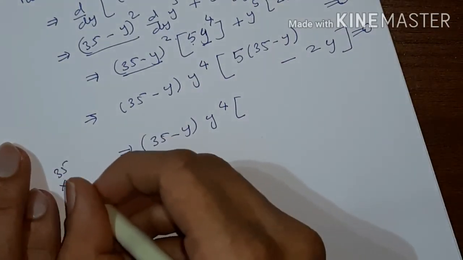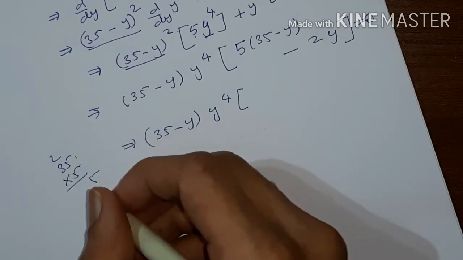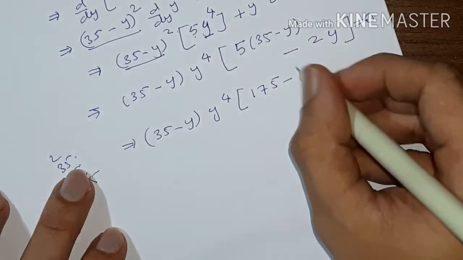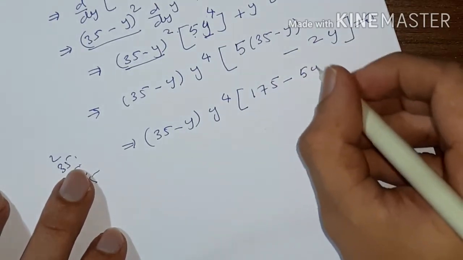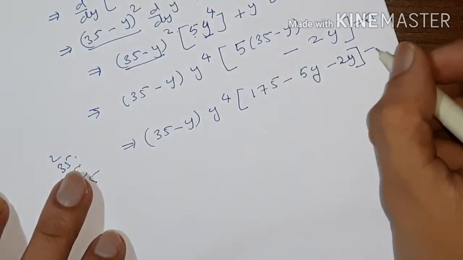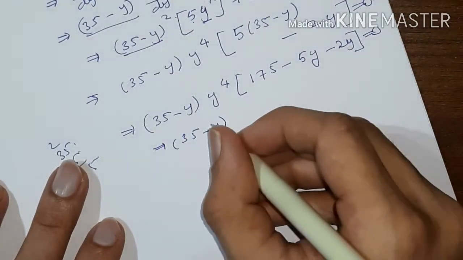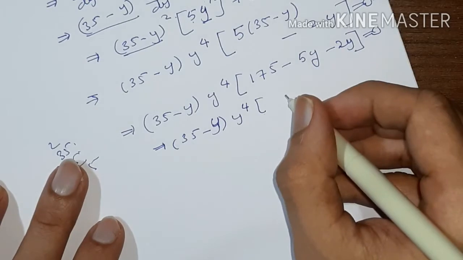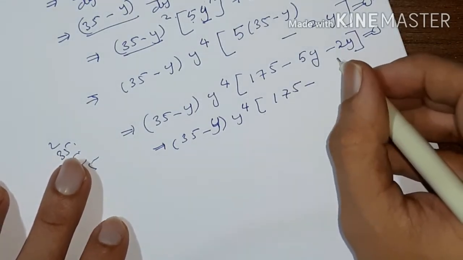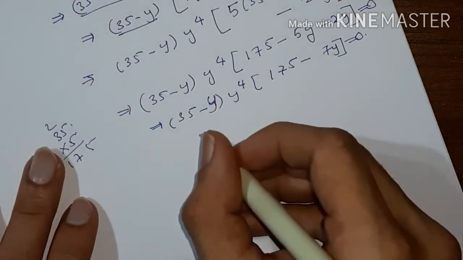Now 35 multiplied by 5 is what? 5 fives are 25, 5 threes are 15, plus 2 is 17, okay. So 175 minus 5 multiplied by y is 5y, negative, minus 2y equal to 0, right? So (35 − y) multiplied by y raised to 4 multiplied by (175 minus 5 minus 2 is minus 7y) equal to 0, okay.